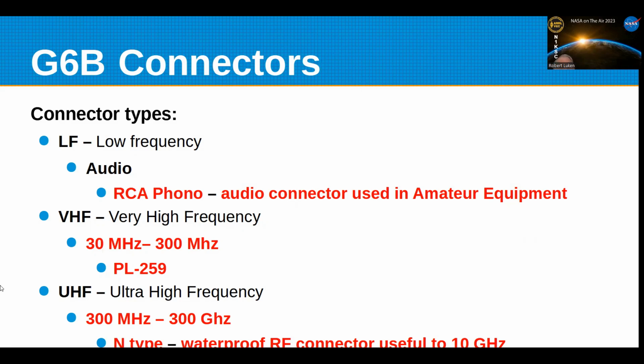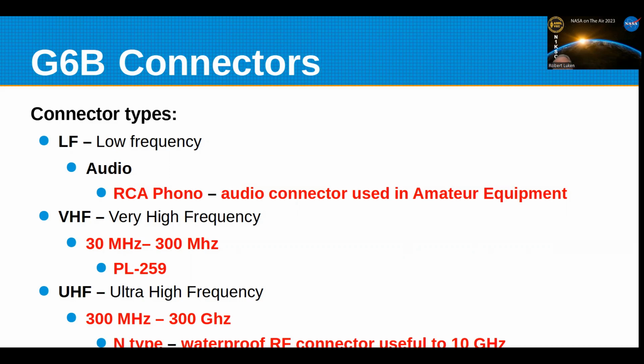In the VHF range, normally you're going to see a PL259, which is the male plug, or an SO239, which is the socket, the female part of the connector. And they operate up to around 300 megahertz. Now, a lot of times you see them called UHF connectors. They're not. It's VHF and below. In the UHF range, you're going to be using an N-type connector, an SMA type connector, or a BNC type connector. Those are all good up into the gigahertz.